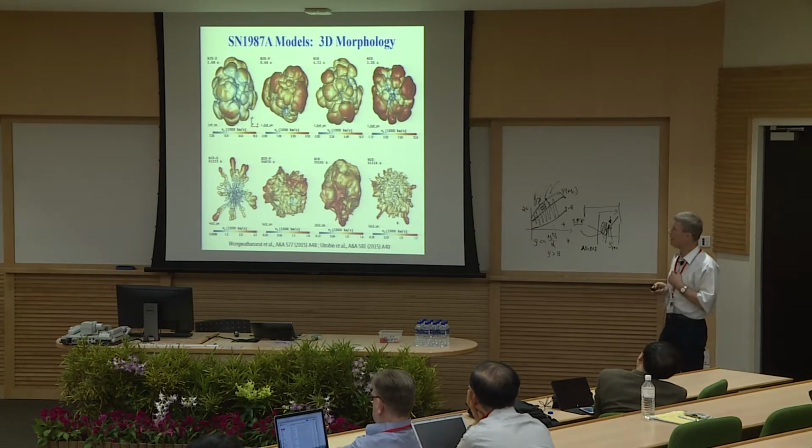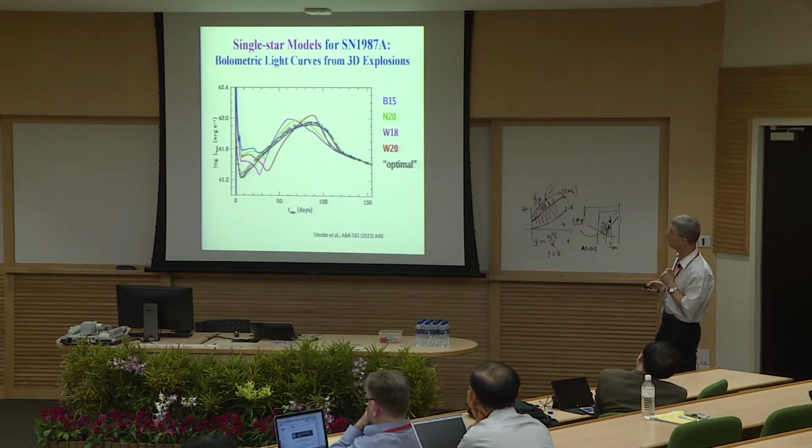And we wondered, how does that compare then? How does this mixing look? This is nickel, actually. Highest nickel velocities here, more than 3,000 kilometers per second. How does the nickel mixing help to shape the light curve? Do we reproduce the light curve with these models?